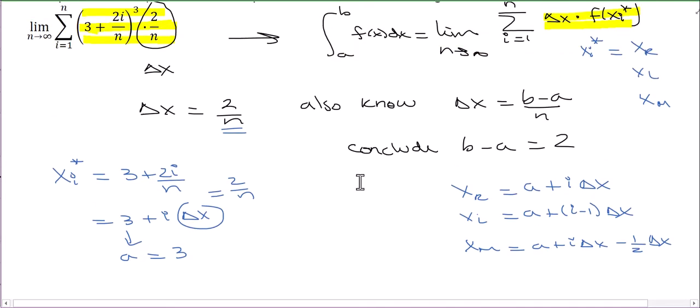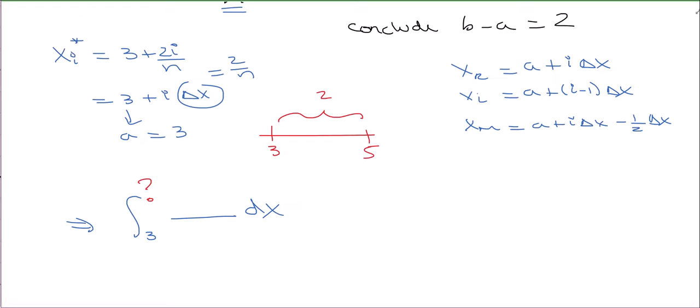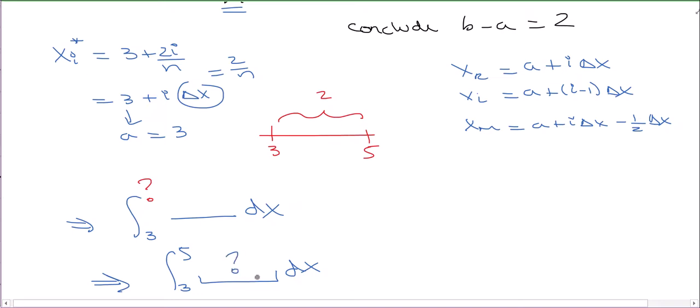Yeah, we already said that because delta x is 2 over n and delta x is b minus a over n, that b minus a is 2. The length of the interval is 2. So if my lower limit is 3, then I add 2, and that's going to put me at 5. So then I know my integral should be the integral from 3 to 5 of my function dx. So what's f of x?